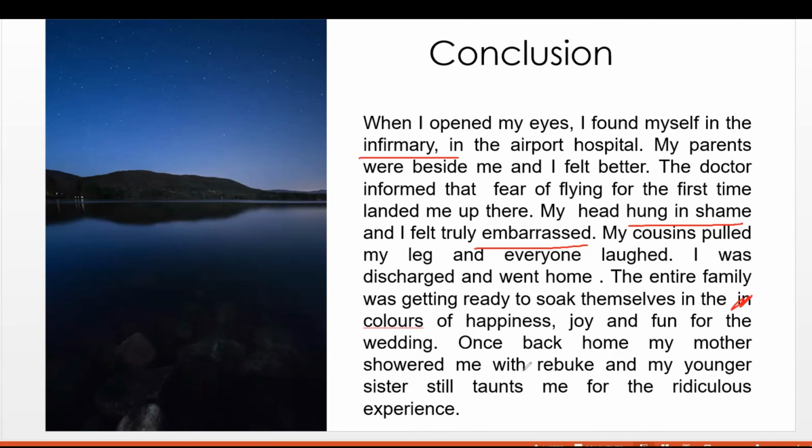Once back home, my mother showered me with rebuke, and my younger sister still taunts me for the ridiculous experience. So you end your essay with a little element of humor. Yes, that is also very important, try to include some little humor in your writing so that the examiner feels a little light-hearted and feels nice after reading your composition. So this was all about your embarrassing experience. I have plotted the story, but of course, if you want to add a little more twist, you can obviously add that. And I would like to know what other twist you can add in this narrative composition.